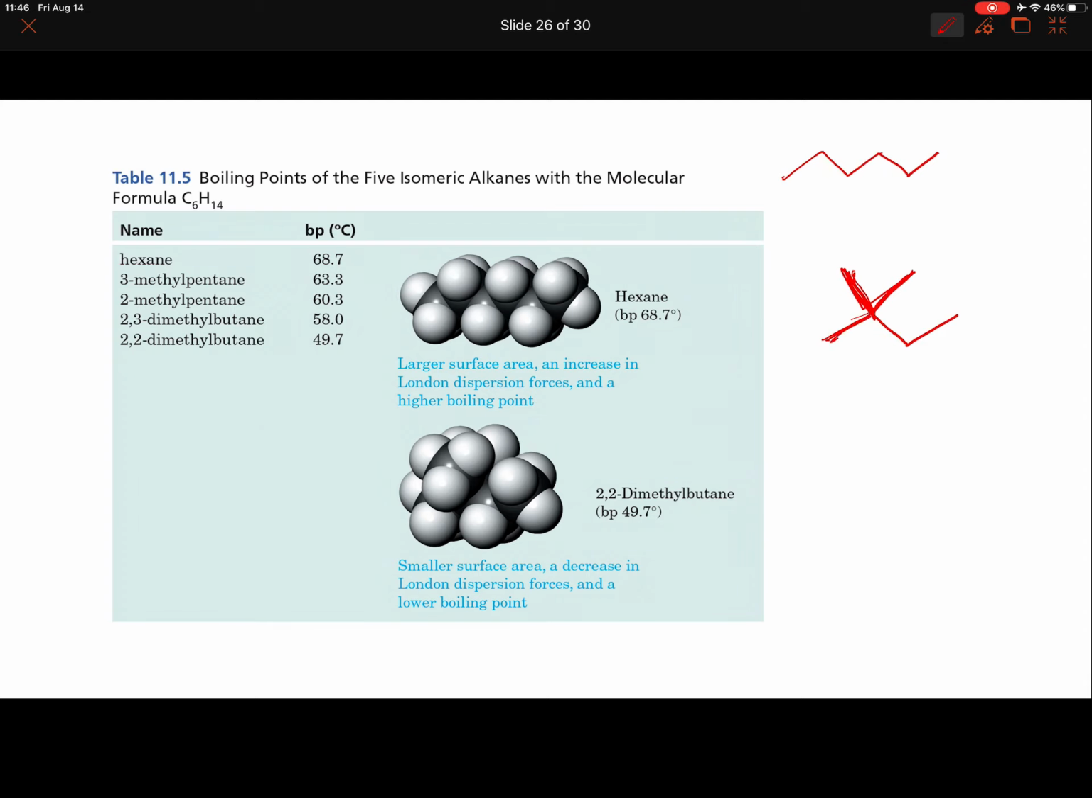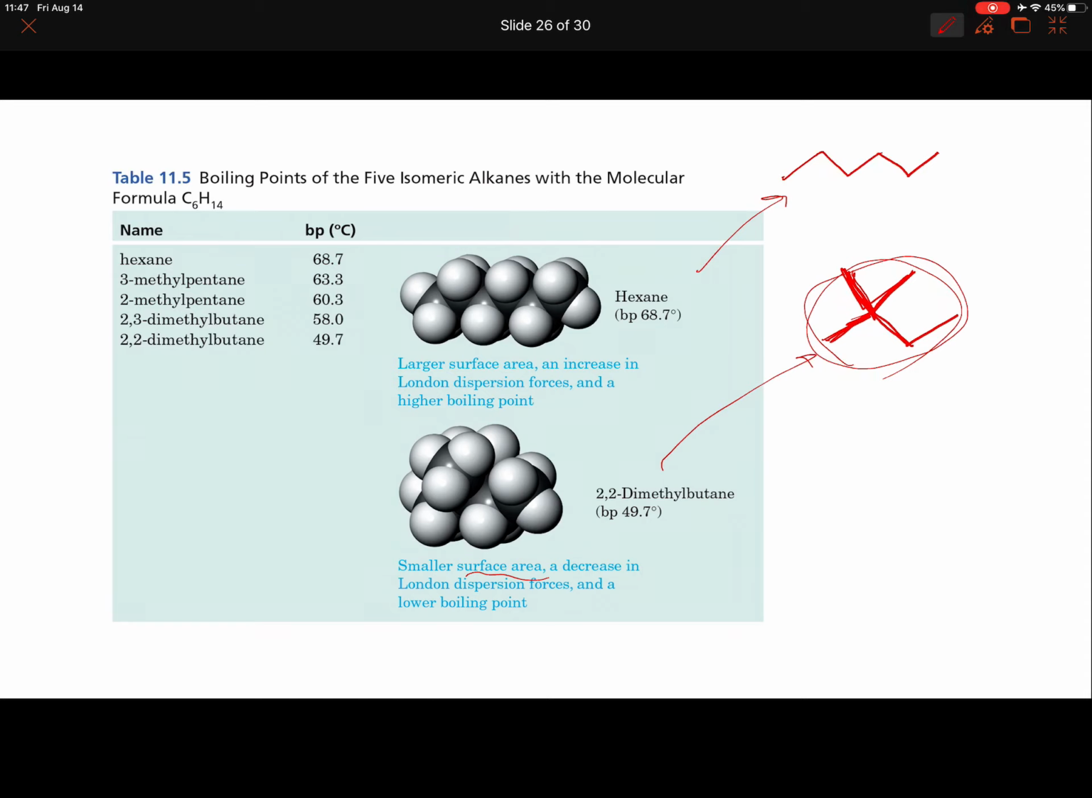Now, what's the difference in their boiling points? Hexane boils at 68, dimethylbutane at 49. So it doesn't take as much energy to boil dimethylbutane. The reason is that it's more circular and has a smaller surface area, and less of that interaction. Less surface area means less stickiness, right?